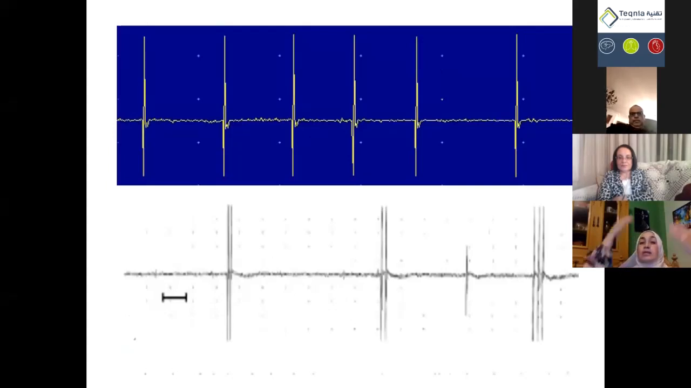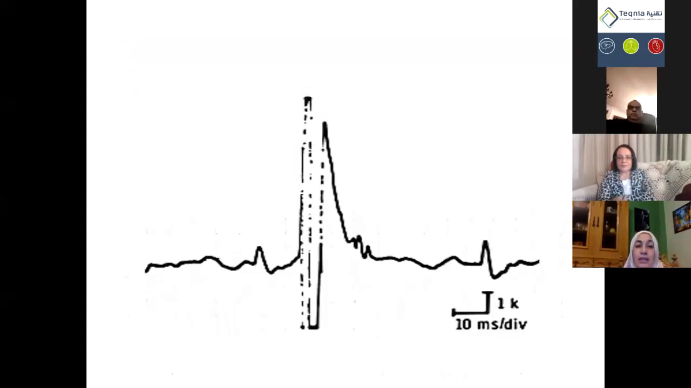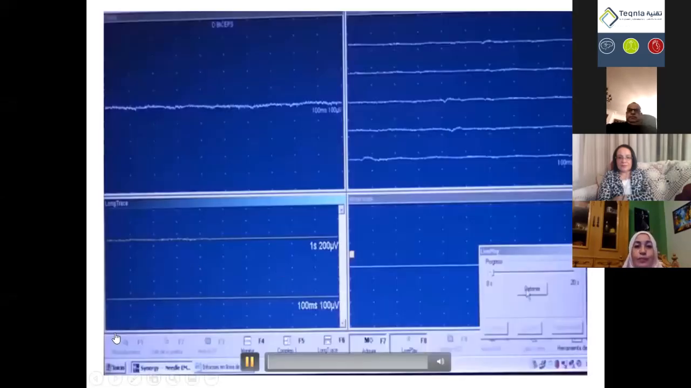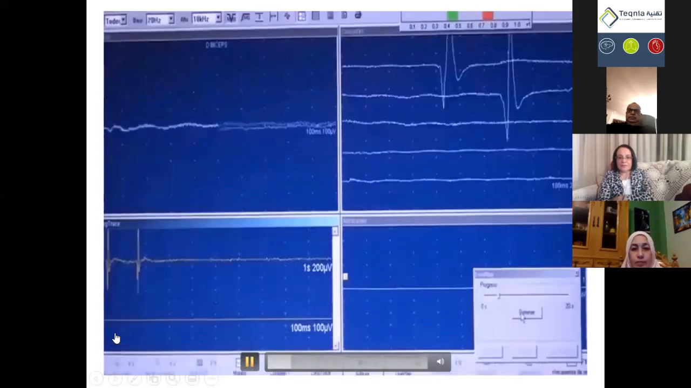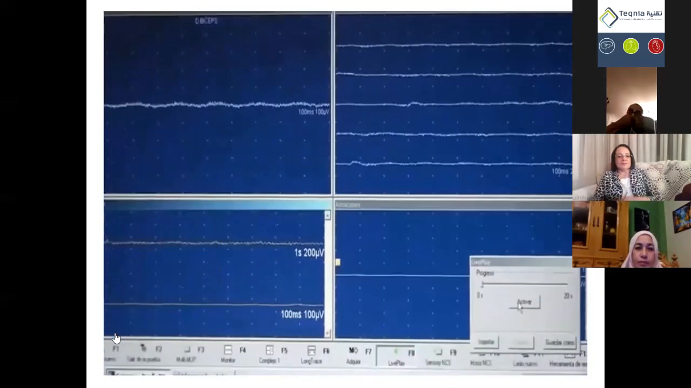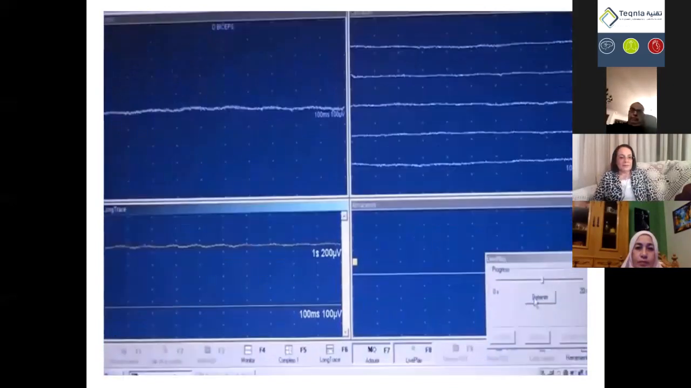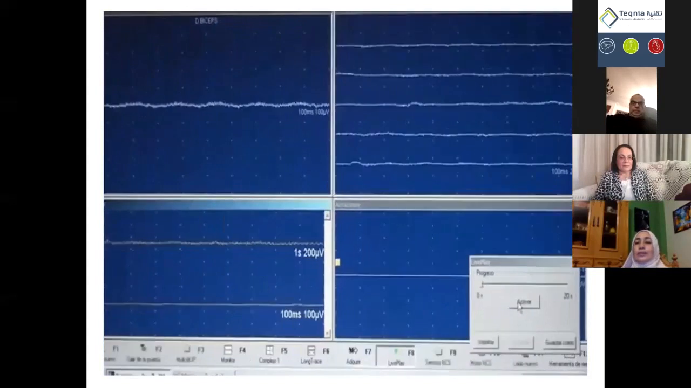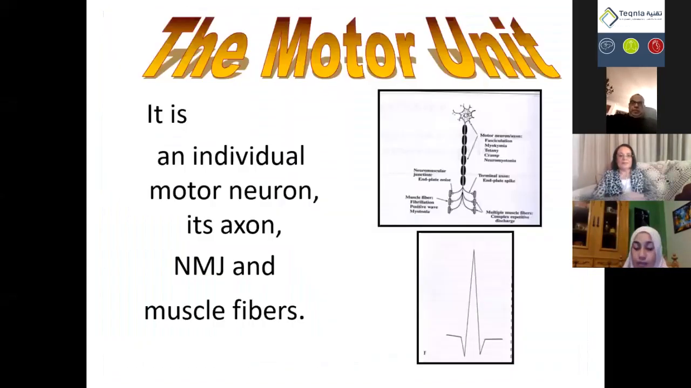So I can see it as completely obscuring my screen. This is another picture of the fasciculation potentials. Okay, this is my first part of the lecture. Now I'm going to the second part, which is motor unit analysis.